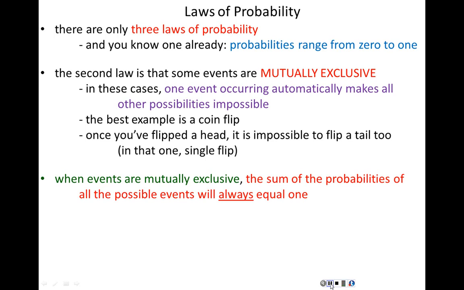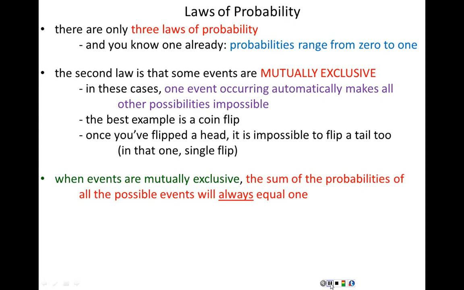So coin flips are mutually exclusive. What's the probability of getting a head? Half. What's the probability of getting a tail? Half. Is flipping a head or a tail mutually exclusive? Absolutely. You make the other outcomes impossible. Are there any other possible things that you can get when you flip a coin? And don't anyone say it lands on its edge. Come on now. There aren't.